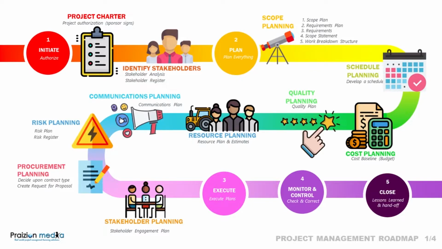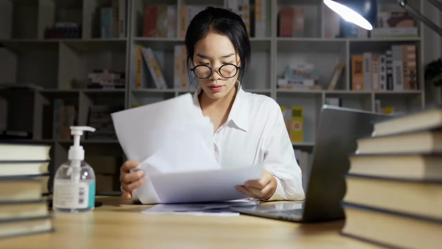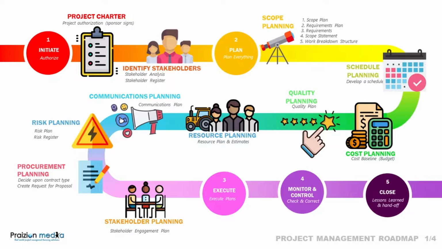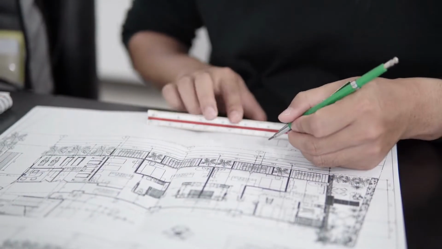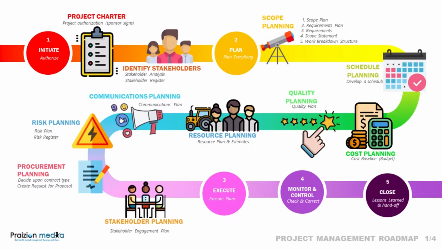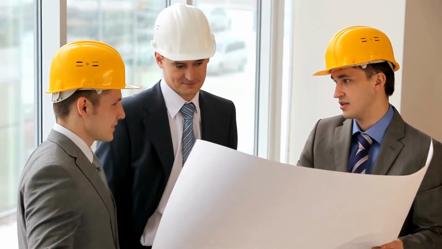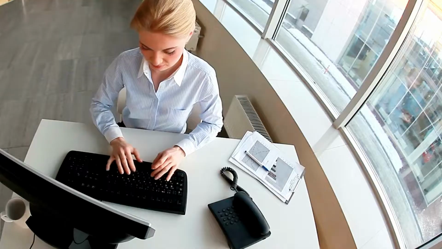Now, let's briefly examine how this could work. The project charter is developed in initiating, and the stakeholders are identified. After that, we move into planning. We plan scope, schedule, cost, quality, resources, communications, risk, procurement, and stakeholder. Next, we move into executing.